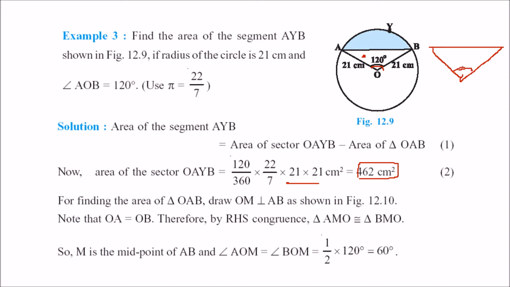This is 120 degree. We'll drop a perpendicular. This is 21, this is 21, so both sides are equal. So this angle will also be equal, this angle will be equal. So we have these two angles equal.